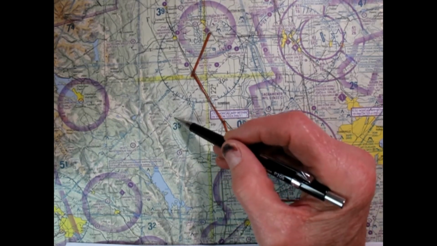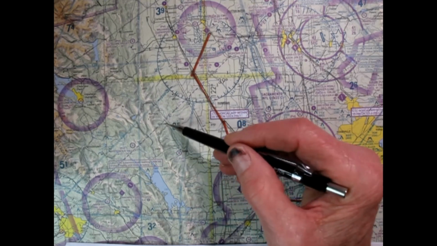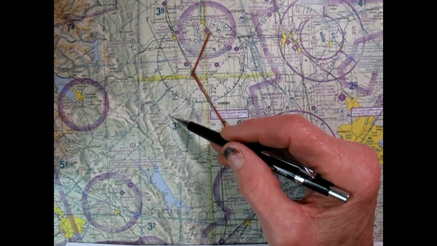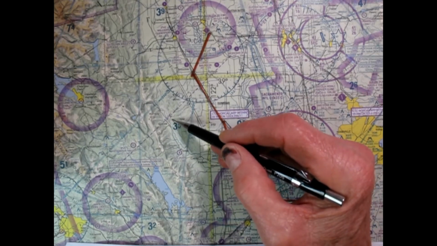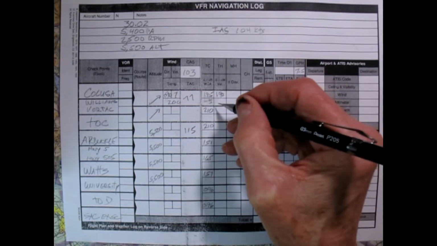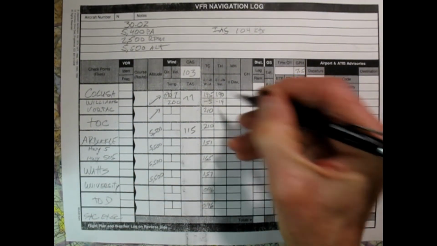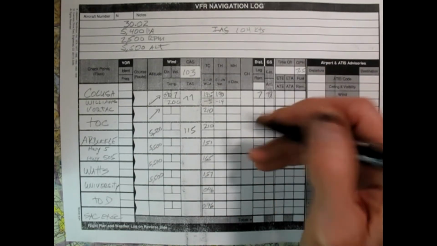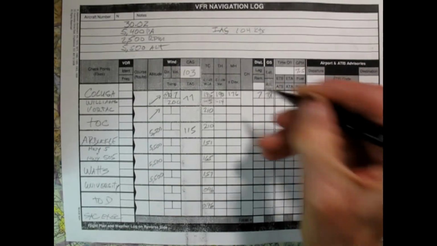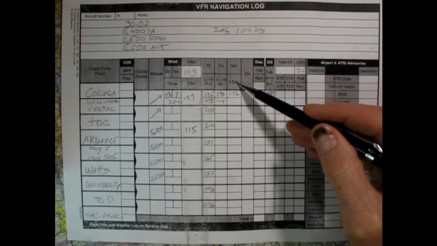So if it's east, you subtract. If it's west, you add. So for us, we have 14 degrees east. We need to subtract 14 degrees from our true heading. So we're going to go minus 14. And that's going to give us a magnetic heading of 176.